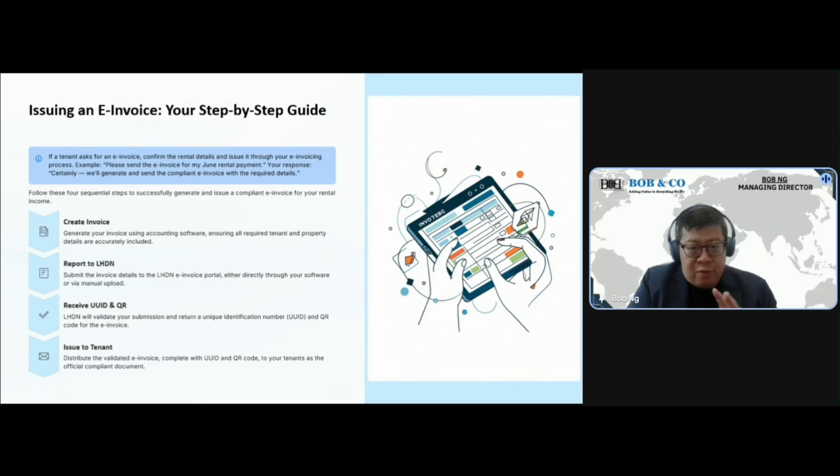Again, like what I have said, the few important details that you would need is the full legal name, the ID, the TIN number, and the address of the tenants itself. And once LHDN has validated your reporting or your input, they will be sending you this thing called a UUID and a QR code. And once you have received that, you can distribute directly to your tenant this validated e-invoice. So they will be sure that they're receiving the official compliant document.